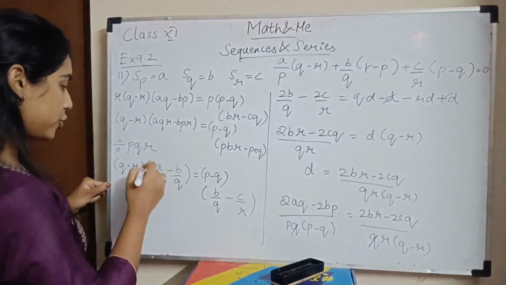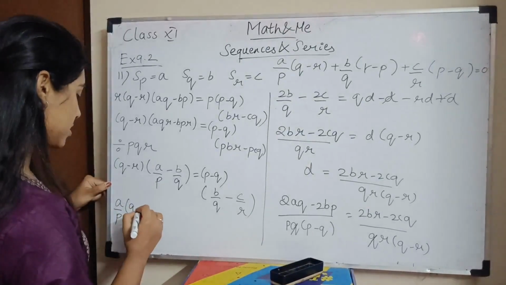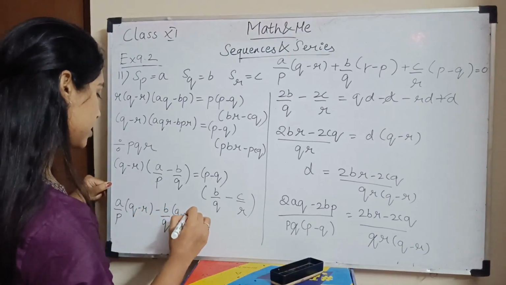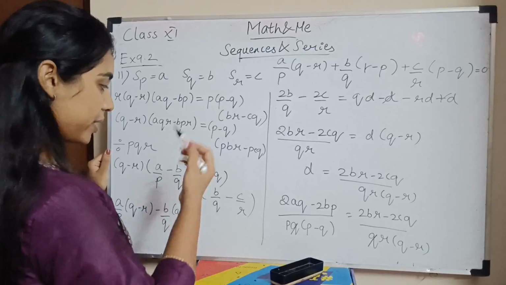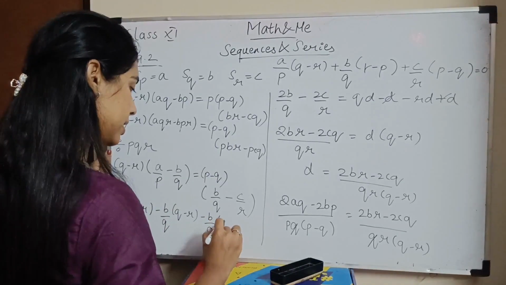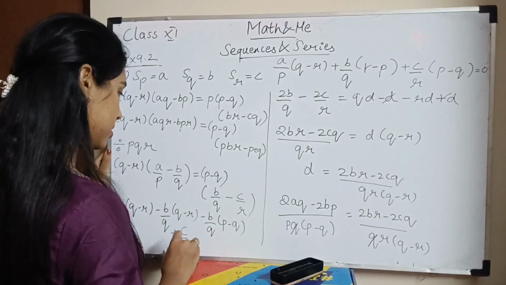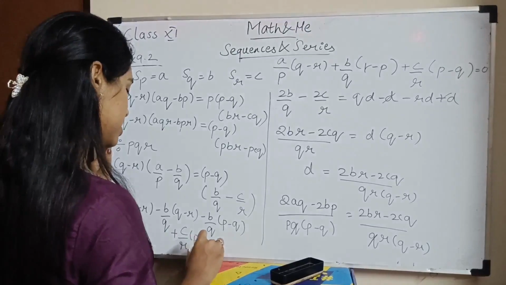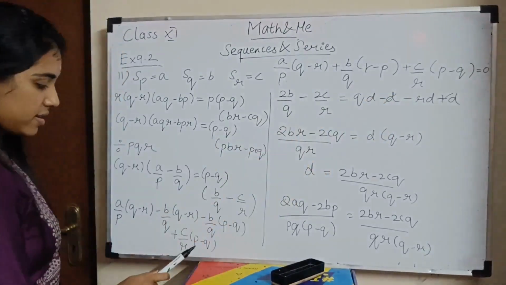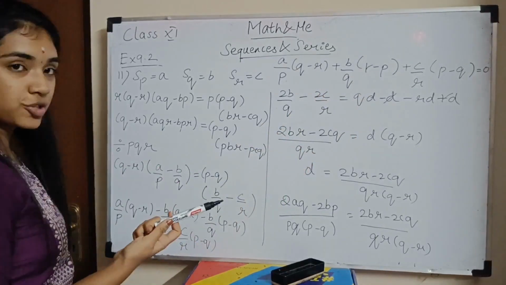So what you have now, I'm going to open the brackets. So I have A by P times Q minus R minus B by Q times Q minus R. I'm going to bring everything to this side. I have minus B by Q times P minus Q plus C by R times P minus Q. So now you have A by P times Q minus R. You have C by R times P minus Q. So you're left with B by Q times R minus P. You still have not got that.